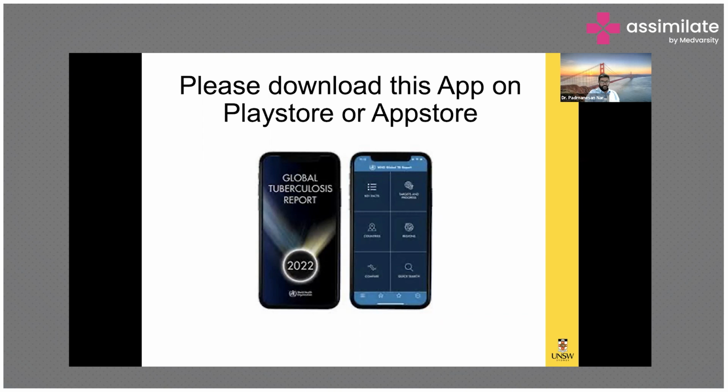If you take a minute to download this app on the Play Store, it's called World Health Organization Global TB Report, then that would be useful for our lecture. It's a useful tool. And today being World TB Day, I think it's an opportune moment for us to discuss tuberculosis.